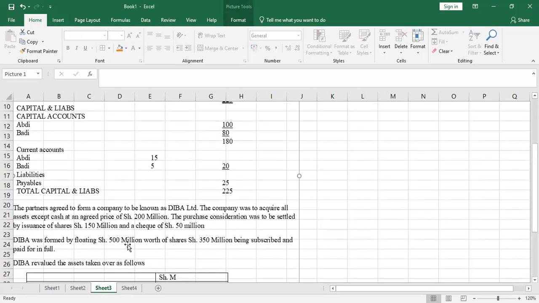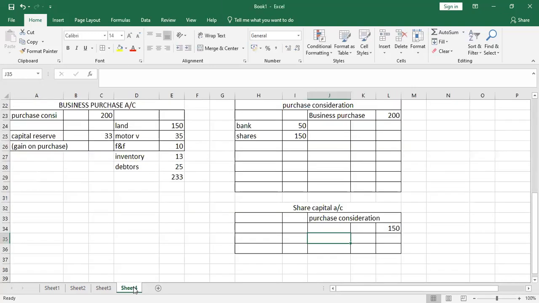They are raising the floated shares for 500 million. The 350 million now are paid for. They ask more people to come into their company and pay for shares. So there's this 350 that people now paid for, bank 350. So the balance of the share capital carried down is 500 million. It looks like that.